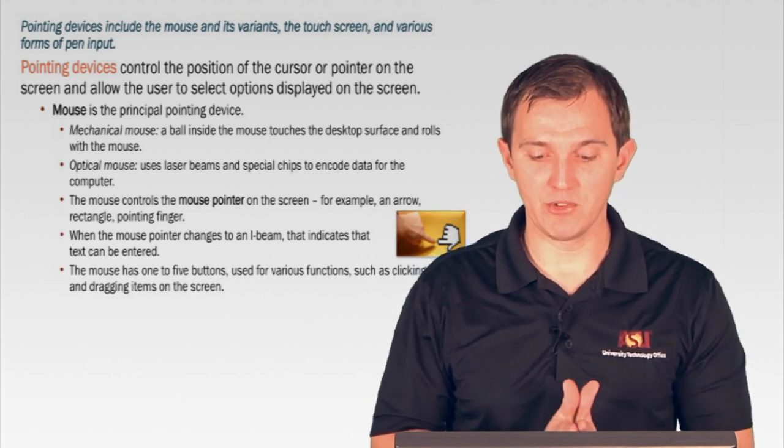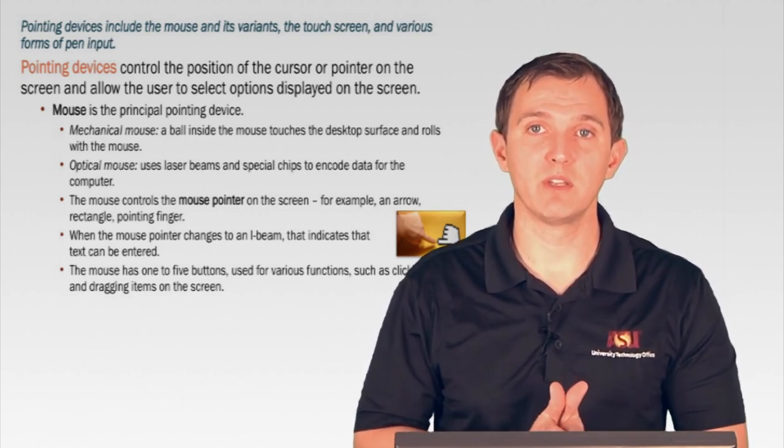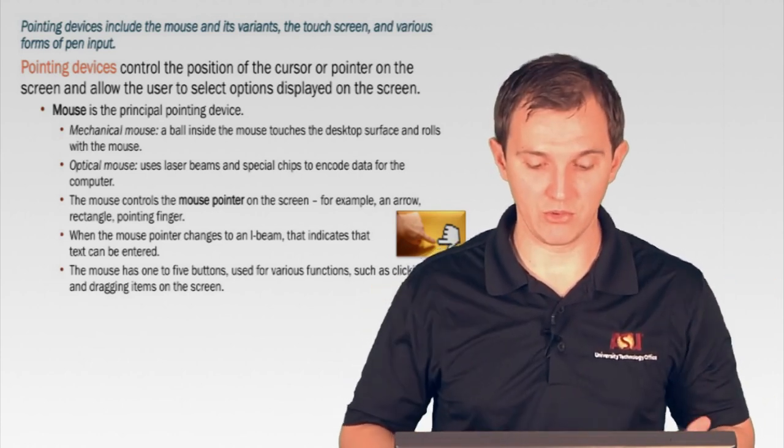And then an optical mouse uses laser beams and special chips to ascertain where it is and where it has moved to, and then translate that into position data information to interact with the graphical user interface.